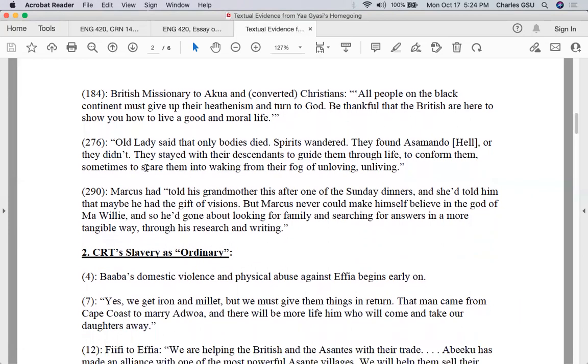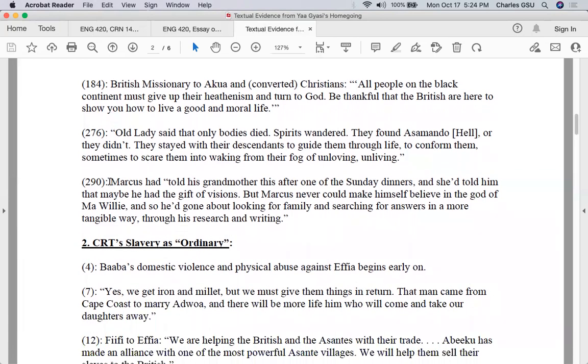And then I'll just do one more here. So this is toward the end of the novel, and Marcus, who, spoiler alert, actually ends up with the Black Stone from Marjorie.